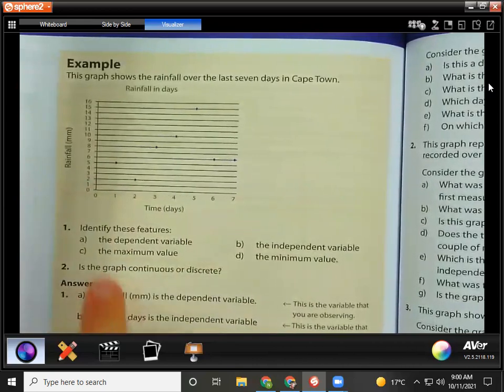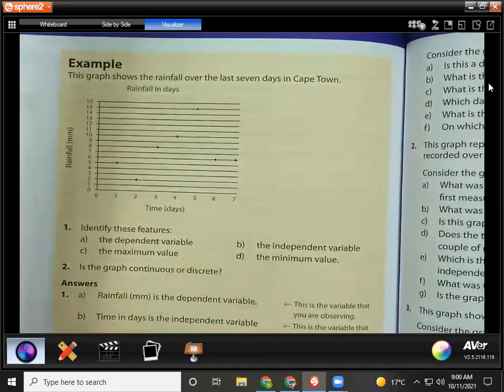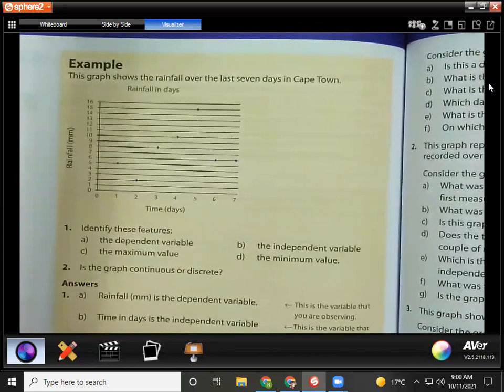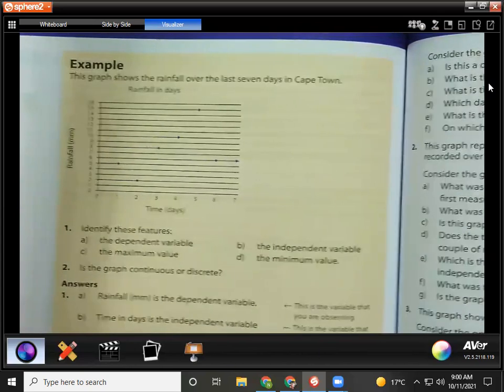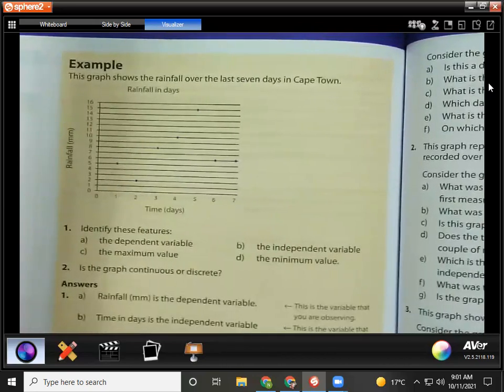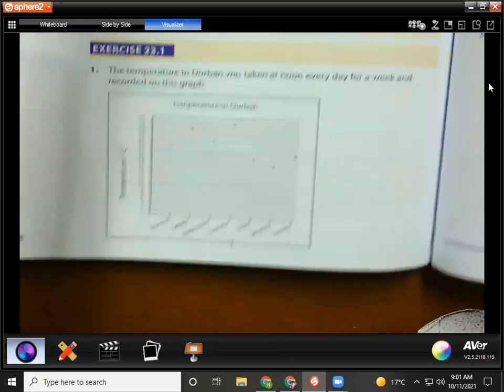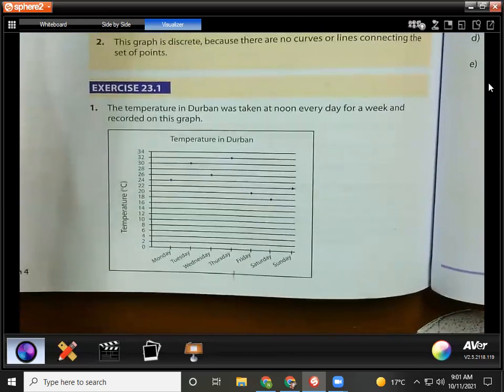And number 2, is the graph continuous or discrete? We've actually already discussed that. It's separate points, so it is discrete. Okay, any questions, guys? I think that's simple enough. I want you guys to do exercise 23.1. Unfortunately, it starts here, the graph is here, and then all the questions are on the next page.